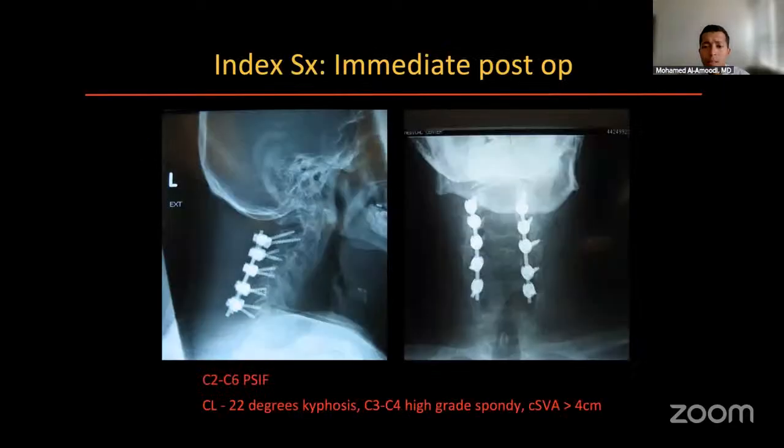Next slide, please. So this is how it looks postoperatively. And as you can see, this is the C2 to C6 construct. And then the measured cervical lordosis, or rather kyphosis, is 22 degrees. So they basically left the patient at the kyphosis in their flexed position preoperatively with no deformity correction. And then the other thing that you can notice in these X-rays is that the C3-C4 high-grade spondy was also left where it was, and the cervical SVA was elevated. I measured about 4.5 centimeters.